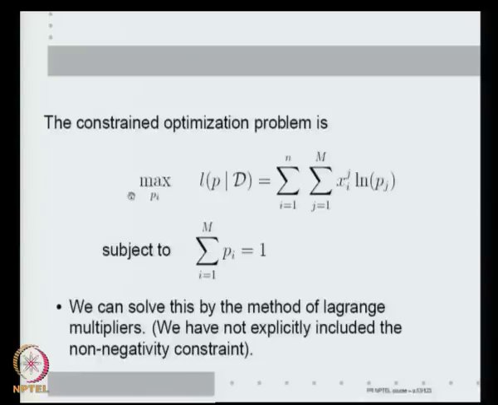I hope all of you know about constrained optimization problems. Constrained optimization means not simply maximizing some function, but maximizing some function subject to something, and because what we have is an equality constraint, we can do it using what are called Lagrange multipliers. So, we are going to solve this using Lagrange multipliers.